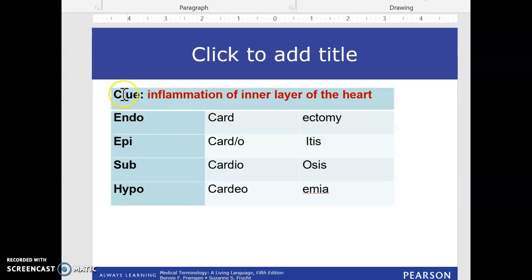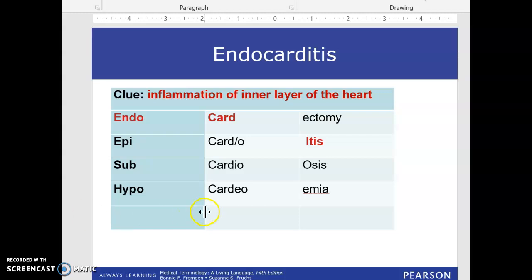So first of all, we always look at the clue. What is the definition of it? What am I looking for? Inflammation of the inner layer of the heart. Remember, we talked about pericardium. Peri was above or outside. Here, we're looking for the inner layer of the heart. So we have three columns with three words. How are we going to answer the question? We are going to review all of them, put the different parts together, and find the right words.